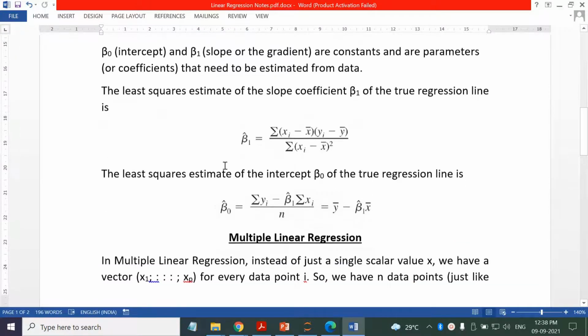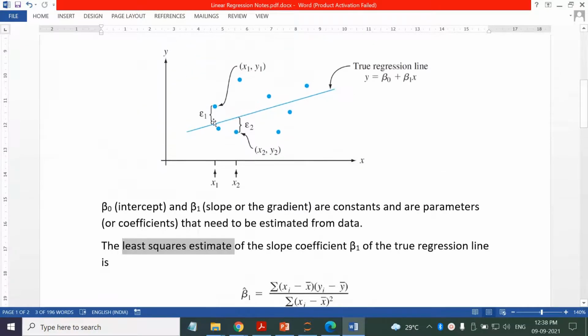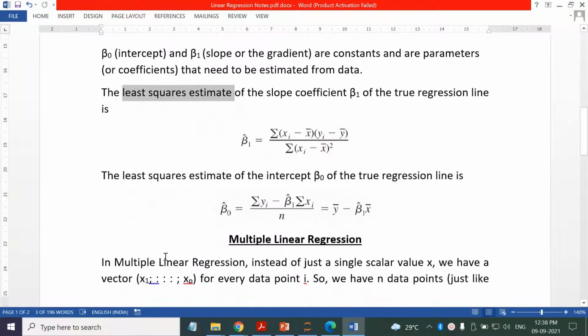Then we have a formula for calculating beta 1. The least square estimate of the slope coefficient beta 1 of the true regression line is given by this formula. Here you can find the error, you take the square of that, and we want to minimize that error. That's why the estimate is known as the least square estimate. If you know beta 1, then we can calculate beta 0.